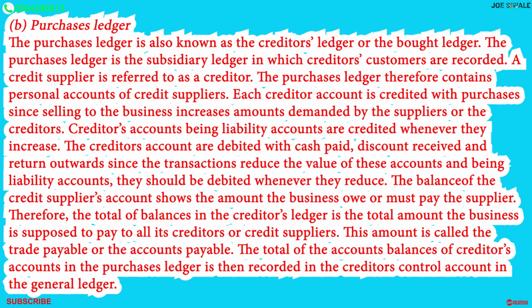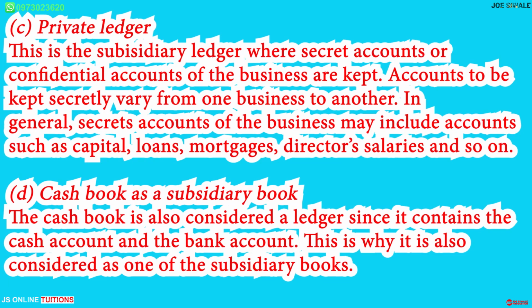The balance of the creditor's account shows the amount the business owes or must pay the supplier. Therefore, the total of balances in the creditors ledger is the total amount the business is supposed to pay to its creditors or credit suppliers. This amount is called the trade payable or accounts payable. The total of the account balances of creditors accounts in the purchases ledger is then recorded in the creditors control account in the general ledger.